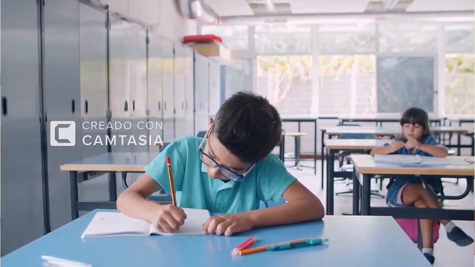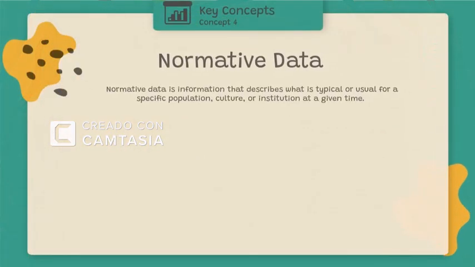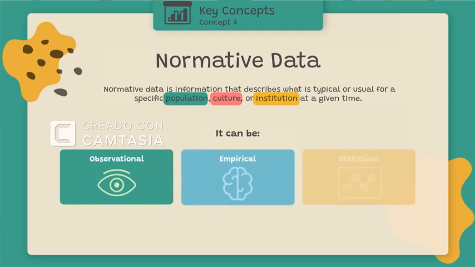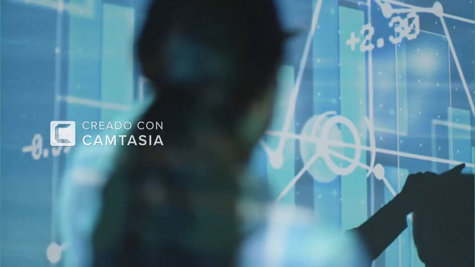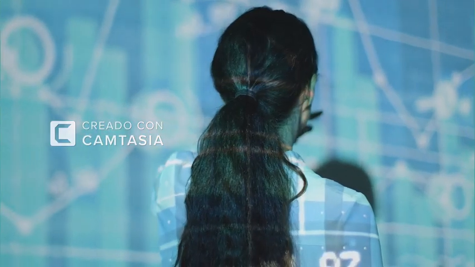Normative data. Normative data is information that describes what is typical or usual for a specific population, culture, or institution at a given time. It can be observational, empirical, or statistical. Normative data is usually gathered from a large, randomly selected sample that is representative of the population. The data can be used to establish a baseline distribution for a measurement or score, which can be used for comparison.